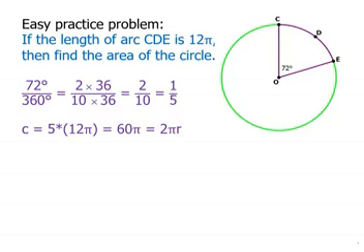So 5 times 12 pi, which is 60 pi. And of course, that has to equal 2 pi r. So if we solve that, divide by pi, divide by 2, we get the radius equals 30, just 30. Now we can find the area. Area equals pi r squared. Pi times 30 squared. 30 squared is 900. So the area is 900 pi.